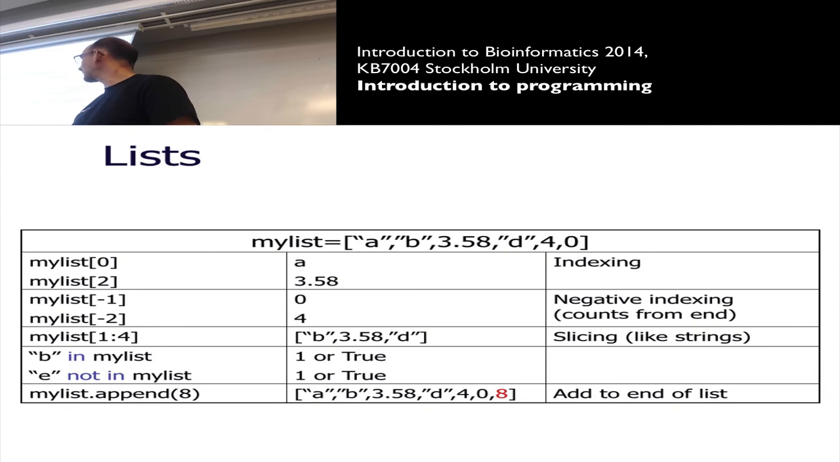And you can do a lot of tests here. You can ask, for instance, what is the entry in the list? Is B in my list? So basically, do you have a B here or not? Yes. Do you have an E? And you can add things and delete things as well.